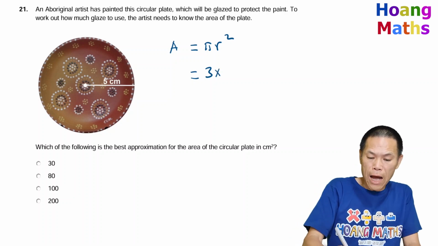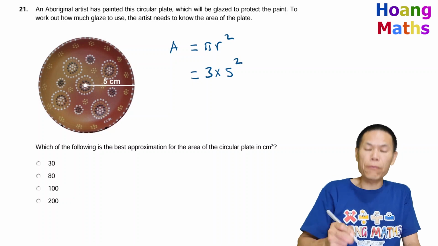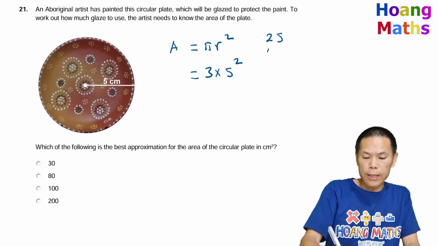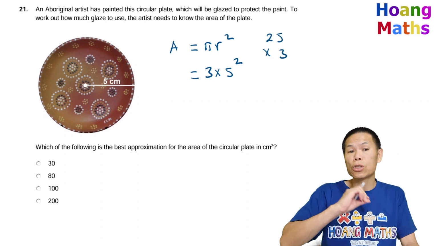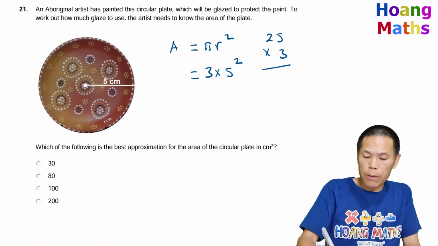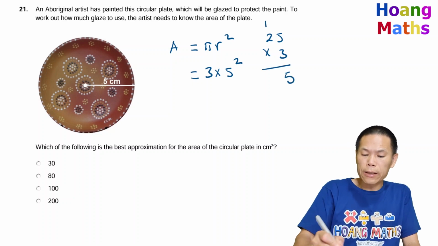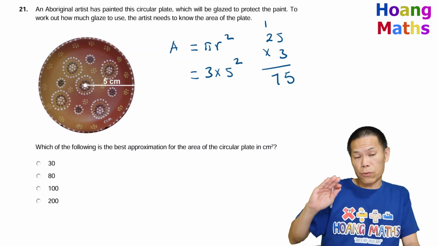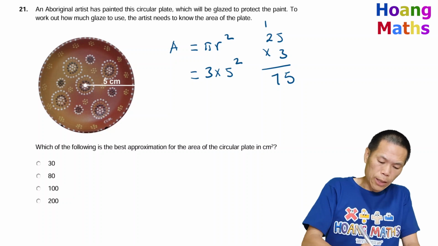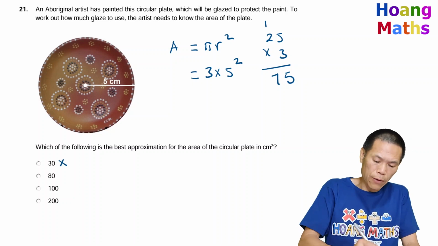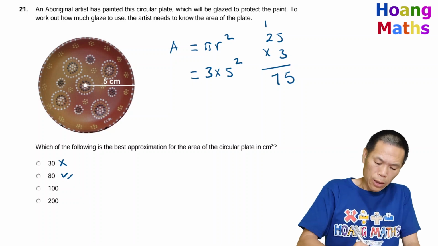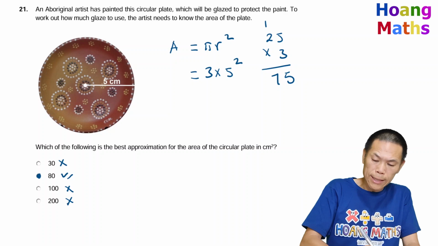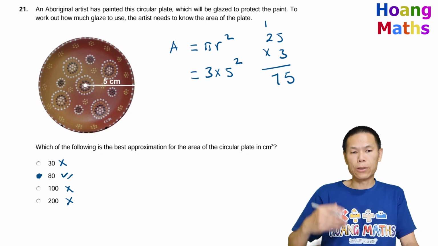And we times by 5, because r is 5, so therefore 5 squared. 5 squared is 25. So we just go 25 times 3. And don't forget, for these questions we're not allowed to use a calculator. So that gives me 5, carry 1, 2 times 3 is 6, and add 1 is 7. So the answer should be close to 75. 30 is too far from 75. 80 is very close. 100 is further away, and 200 is too far. So the closest answer is 80. So there you go.